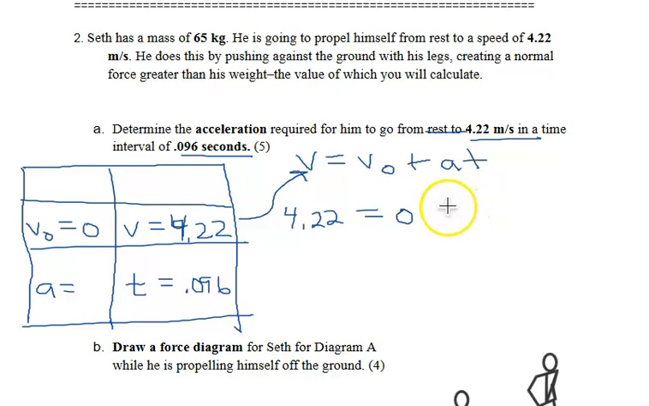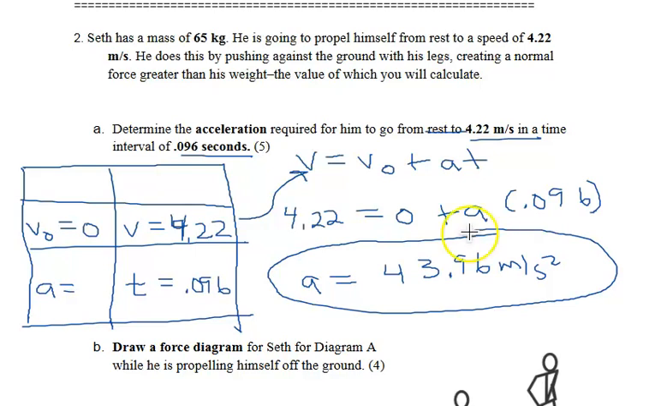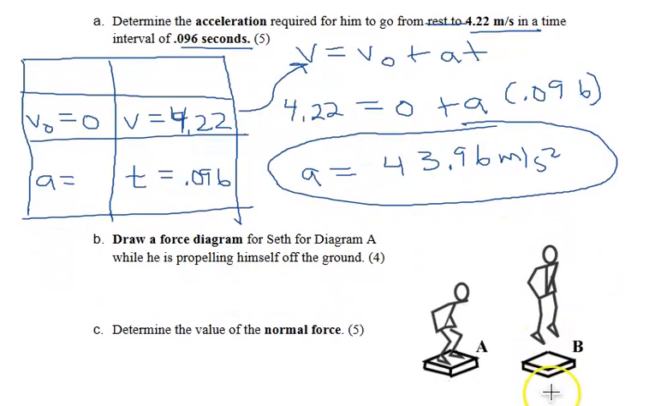So again, we have an initial and a final speed, so we're going to use our velocity function. 4.22 equals 0 plus A times 0.096. That gives you an A of 43.96 meters per second squared. That should make sense because when you jump, you go from no speed to whatever your launch speed is in a pretty quick amount of time. That's why we kind of think it happens instantaneously, the time it takes you to unbend your legs. So it makes sense that that's bigger than 9.8.